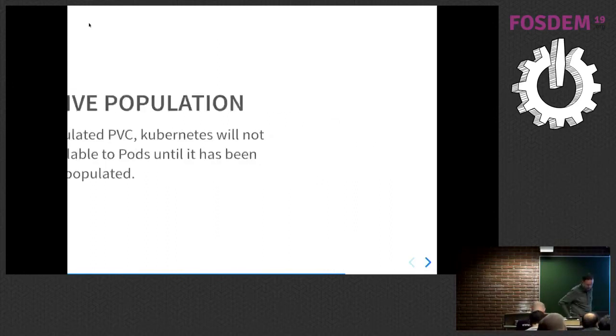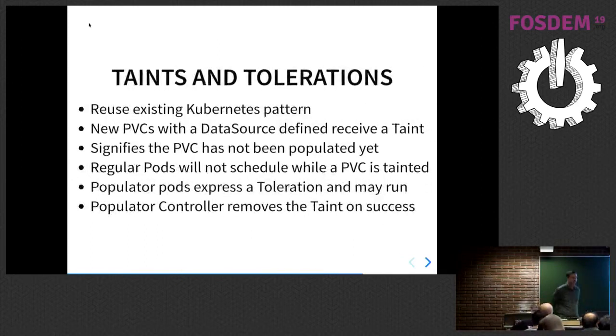So in order to make that work, we're going to reuse a concept that's already employed in Kubernetes today called taints and tolerations. This was actually invented for use with nodes and pods, where you could taint a node so that pods wouldn't necessarily run on that node unless you wanted them to. But we are going to instead apply it to PVCs and pods.